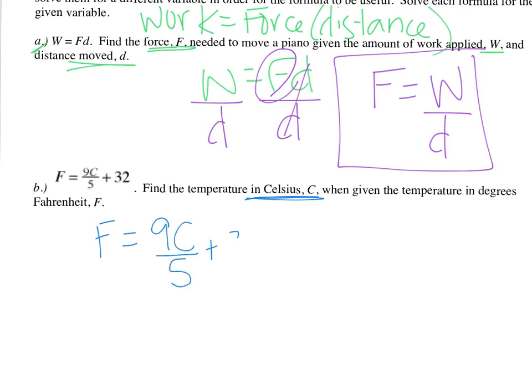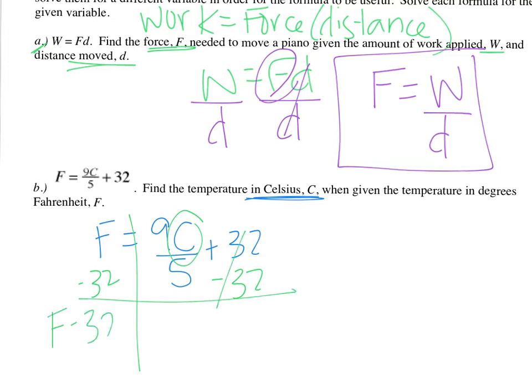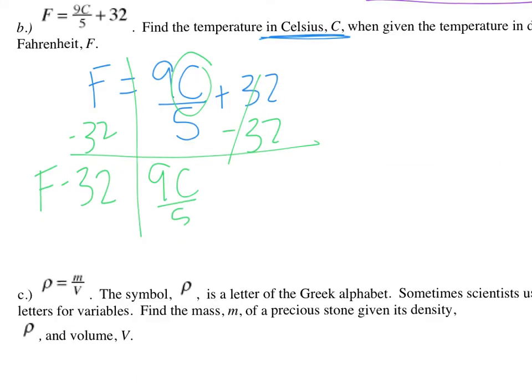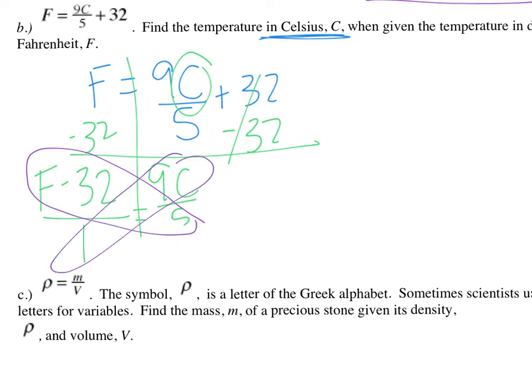We want to get C by itself. So we are going to start by subtracting 32 on both sides. So F minus 32 is equal to 9C over 5. So from here, because we have this 9C divided by 5, I'm going to make this a proportion. So I'm going to put F minus 32 over 1, and we are going to cross multiply. We talked about cross multiplication earlier this unit. So 1 times 9C is 9C, and then 5 times Fahrenheit minus 32.